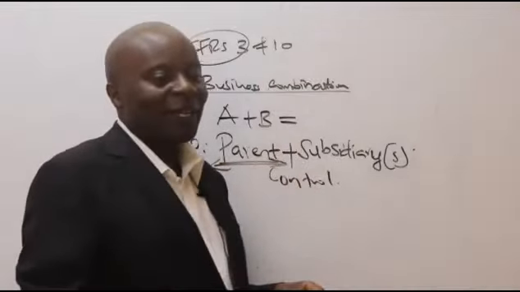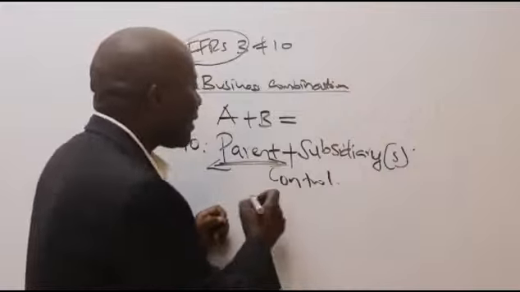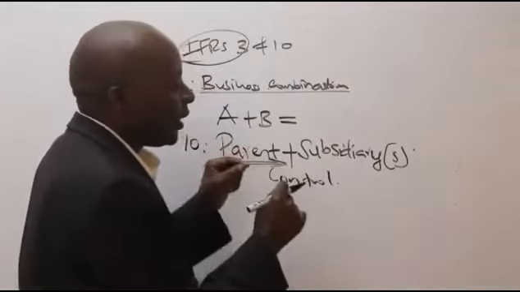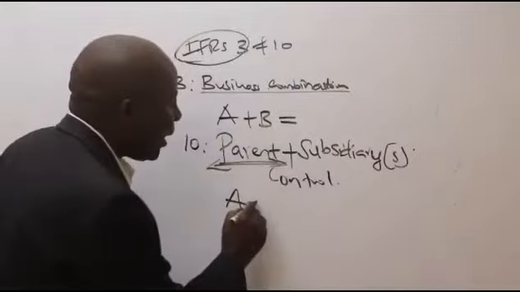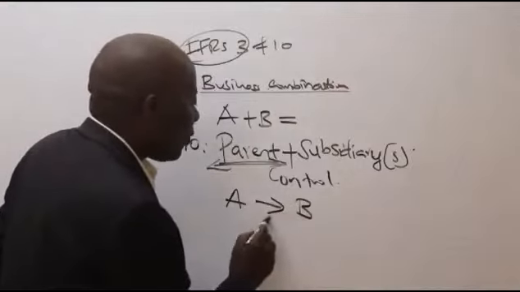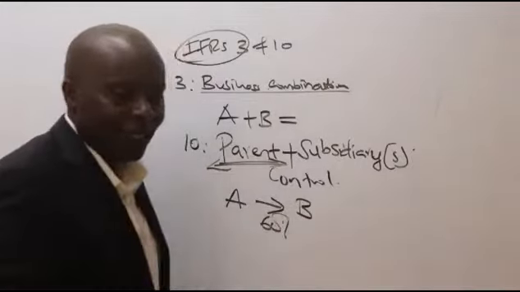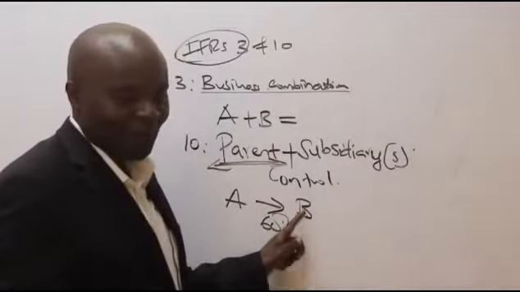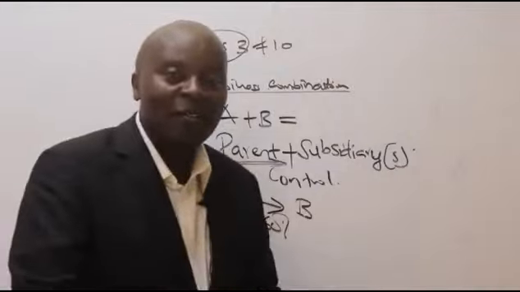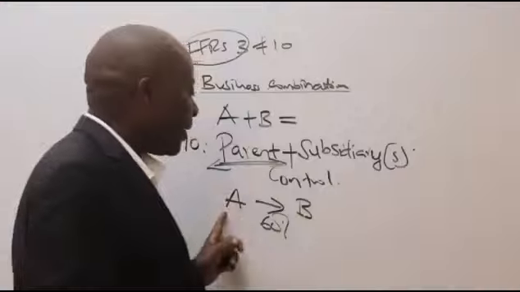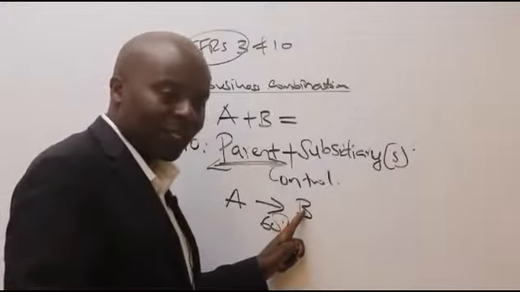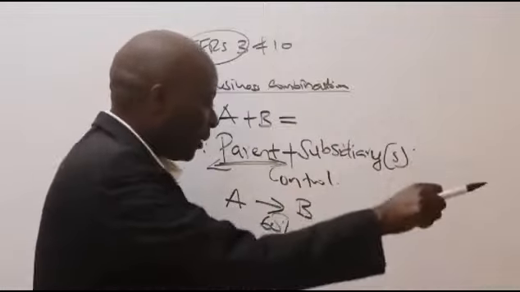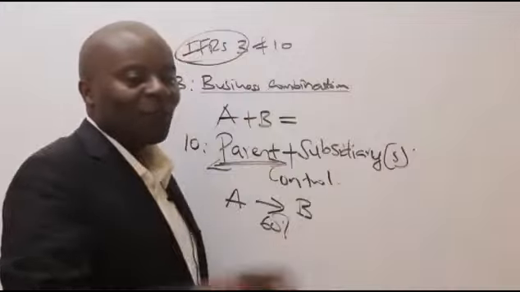Remember, before IFRS 10, we used to say that so long as a parent has made an investment of more than 50% in a company, say A buys 60% of B, then A has control over B. Because 60% of ordinary shares means they will have a lot of directors. During the AGM, they'll be able to pinpoint who goes and sits on this company's board. That was the old standard.